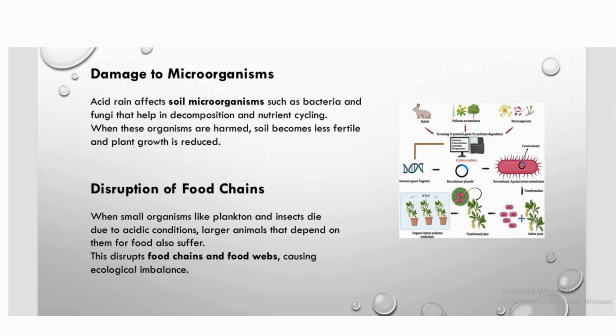So now there is also the damage to microorganisms. Acid rain affects soil microorganisms such as bacteria and fungi that help in decomposition and nutrient cycling. When these organisms are harmed, the soil becomes less fertile and plant growth is reduced. There is also the disruption of the food chain. When small organisms like plankton and insects die due to acidic conditions, the large animals that depend on them for food also suffer. This disrupts the food chain and food web, causing ecological imbalance.